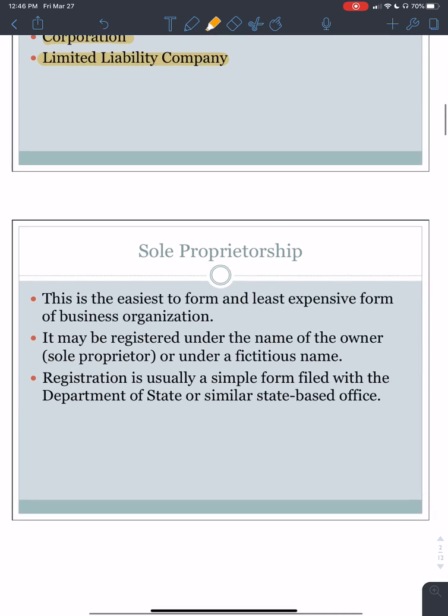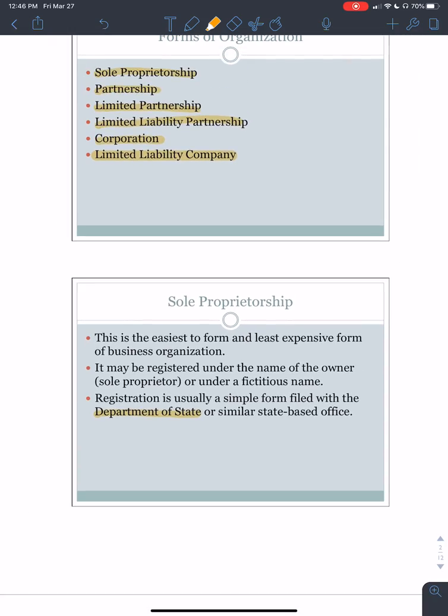Sole proprietorship, it's the easiest to form. It's cheap. You just usually register your name as the sole proprietor. It's just you, sole, alone. Or you can use a fictitious name. And usually you just file it with your Department of State. And that's really all you need to do inside your state, whether it's California, Pennsylvania, New York, whatever, in the United States. Okay.